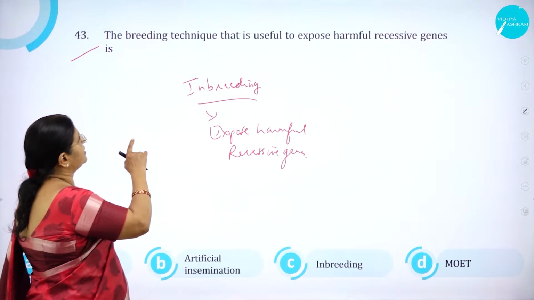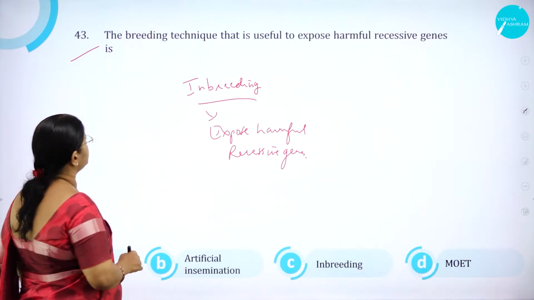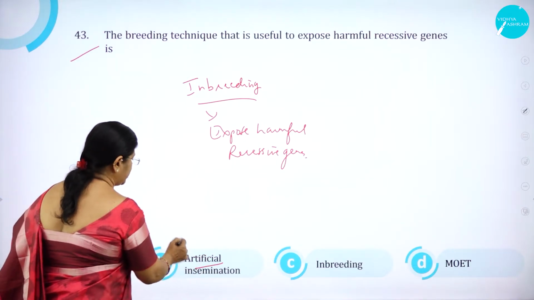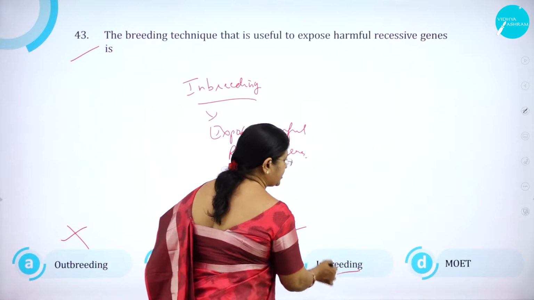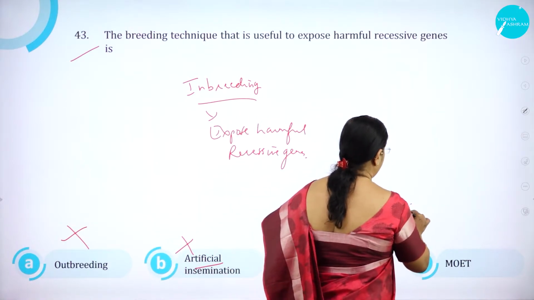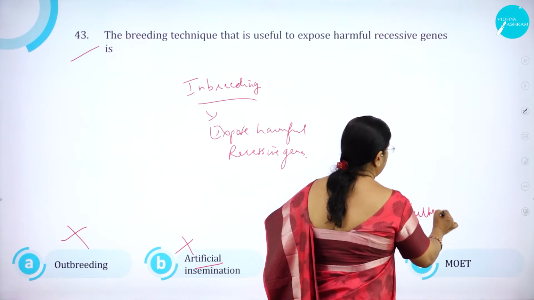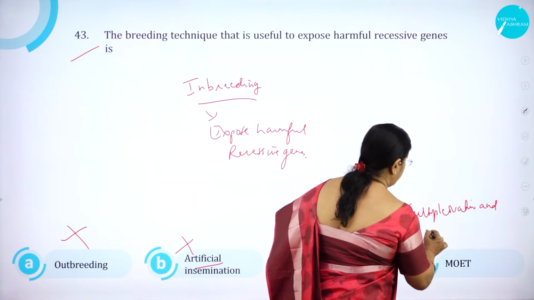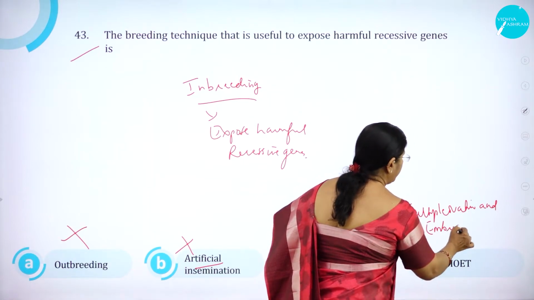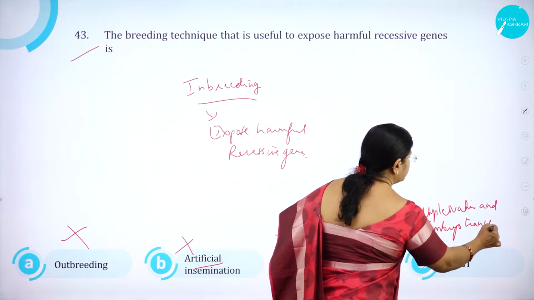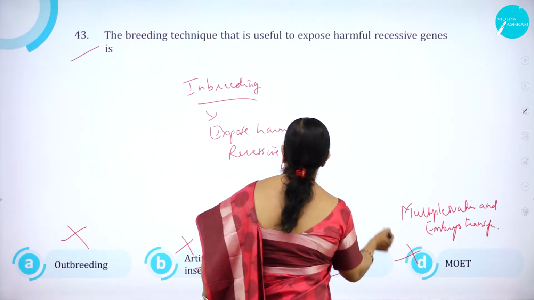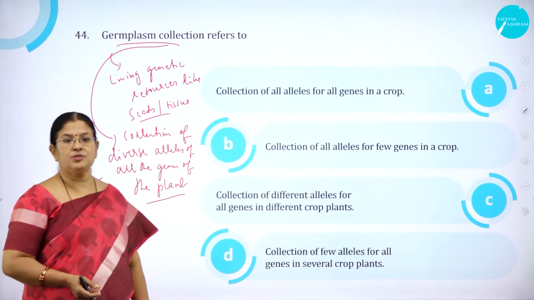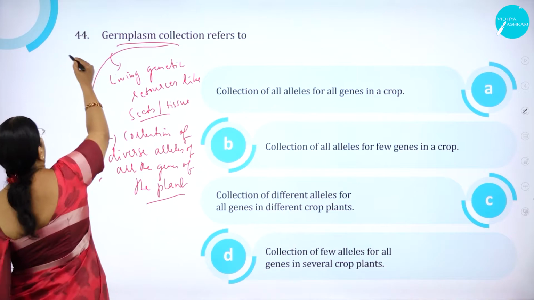So the breeding technique that is useful to expose harmful recessive genes is option A, outbreeding, wrong. Artificial insemination, B, wrong. C, inbreeding is correct. Multiple ovulation and embryo transfer. All these are the advanced techniques. So this is also wrong. So option C is correct. So moving on to question number 44.